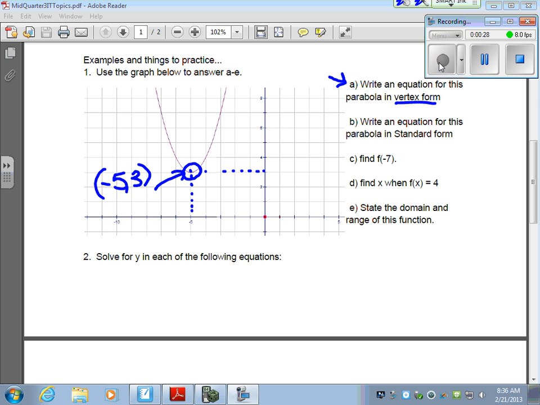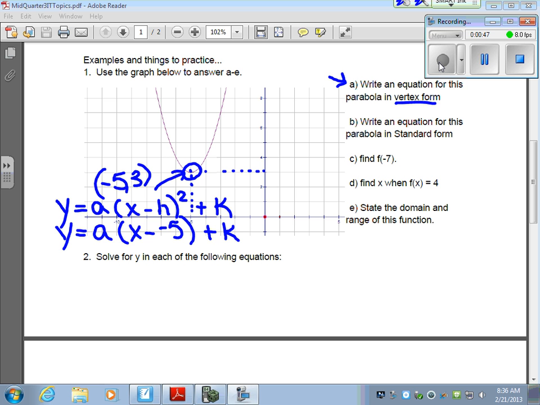And vertex form of any parabola is like this, where h and k are the vertex. So right now I know x minus -5 plus k, and since minus -5 really is plus, I know that I could write this as y equals, maybe a is a value, so I'll leave a little space for that, x plus 5 squared plus, and then 3 is the k value.